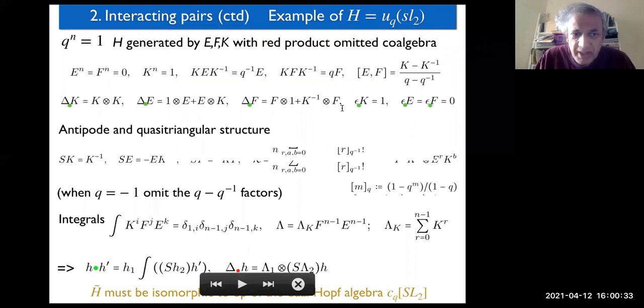This is the coproduct. This is the antipode, and this is the Drinfeld quasi-triangular structure. All of this actually works when q is minus one. There are different conventions for this. I've chosen conventions in a very special way so that they actually make sense when q is minus one, except that we should just leave out these factors, which amounts to a different normalization of E relative to F. You can just absorb the factor in E and then not write it in the equations. And then it works also when q is minus one.